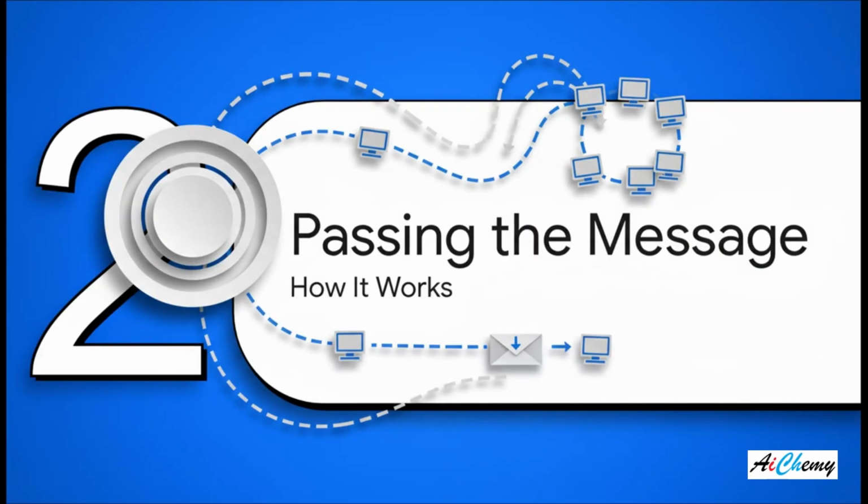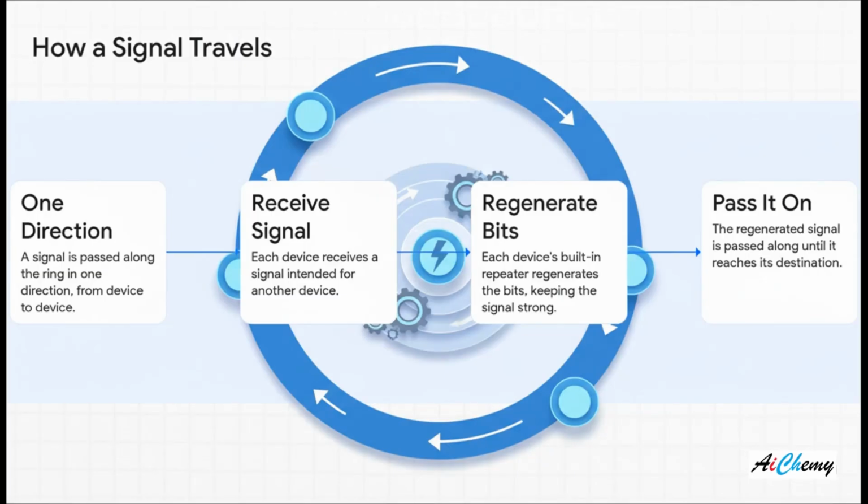Okay, so we've got our circle, but how does a message from my computer get all the way over to another one if they're not directly connected? Let's break down how that actually works. So, in a ring topology, data always travels in one direction. A message gets sent from one machine to its neighbor, and that neighbor passes it to its neighbor, and so on and so on. But the real magic is right there in step 3.